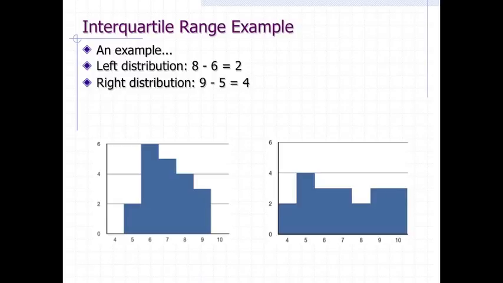Let's go back to our two different distributions of test scores. For the left distribution, the 75th percentile is 8, and the 25th percentile is 6, making the interquartile range 2. For the right distribution, which has the greater spread, the 75th percentile is 9, and the 25th percentile is 5, making the interquartile range 4.